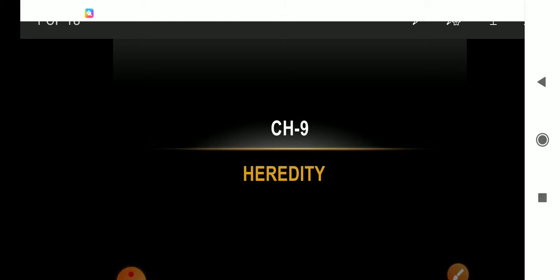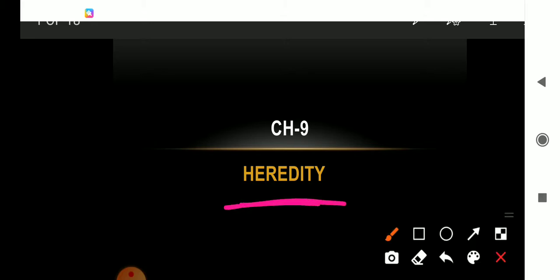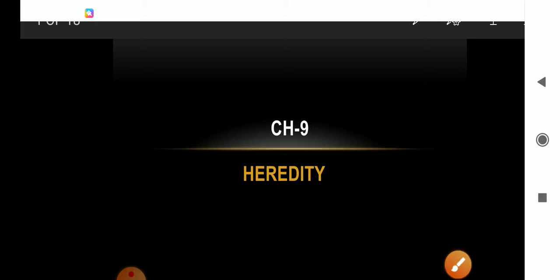Okay, let's start the new chapter. The new chapter is heredity and evolution. But you can see here I have written only heredity, because 30% of the syllabus is reduced for this year from each subject. In this chapter, heredity and evolution, the evolution part is deleted. That's why in your syllabus for this year, only heredity is there. So we will learn about heredity. Okay, let's start it.